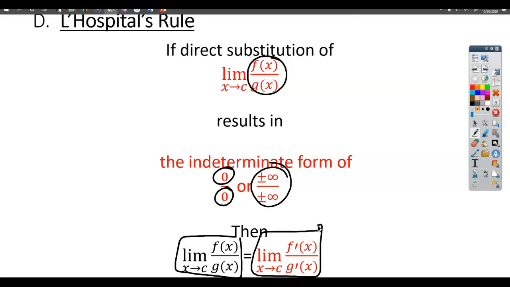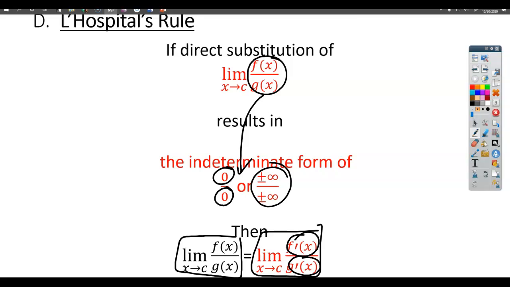And a lot of times after you take the derivative, guess what? You're able to go ahead and just do direct substitution after that and get an answer. So it's pretty interesting. The first time you try direct substitution, you get an indeterminate form, but then you take the derivative of the top and bottom, plug in, and you get an answer. Why does that work? We're not going to learn why this works. We're just going to use it.